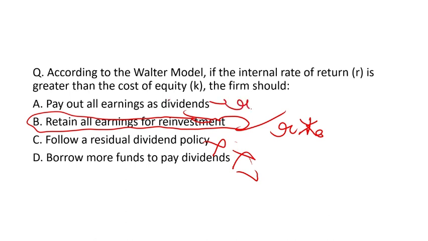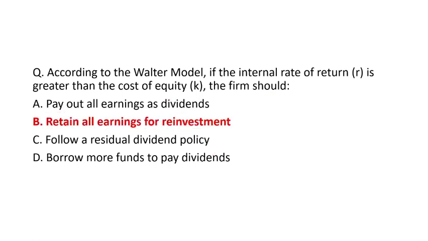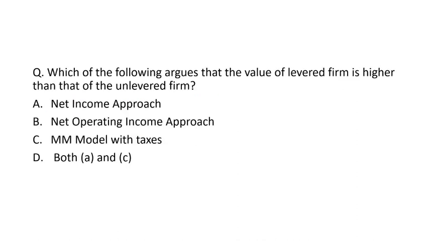If it had asked R is less than K, at that time the company will pay out all the earnings as dividend. So option number B, retain all earnings for reinvestment, is the right answer. Let's move to the next question.